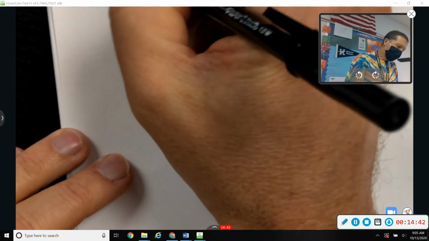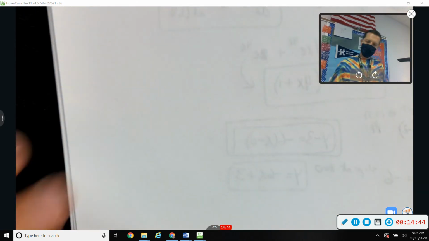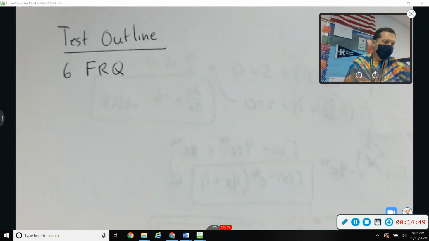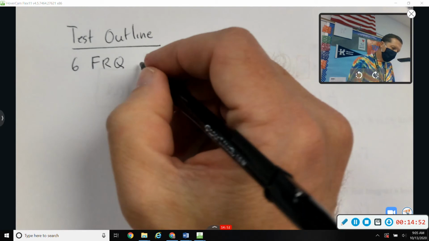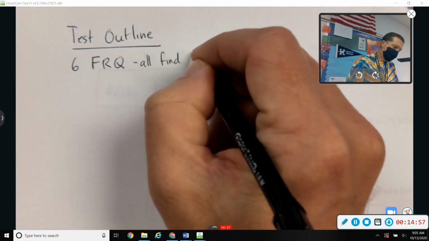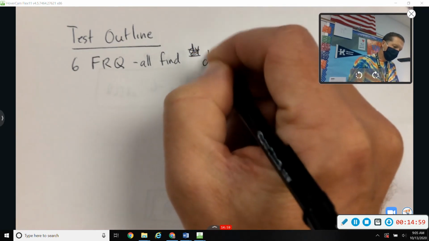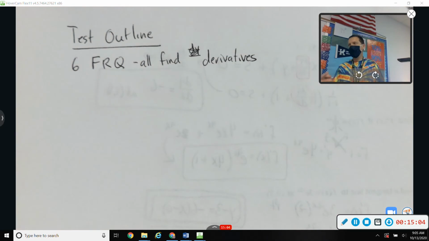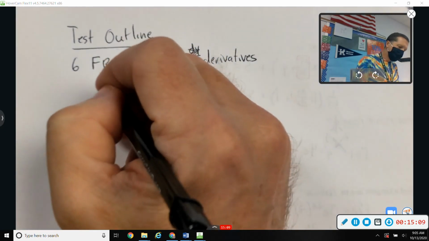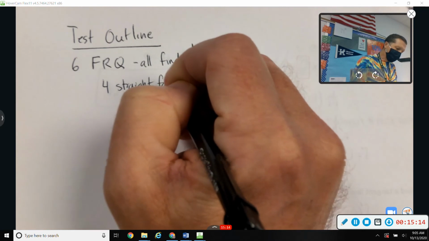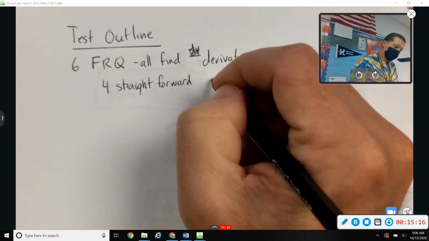So 6 free response questions. Put that where you can see it there. 6 free response questions, all finding derivatives. Actually, I'll just spell it out, because some of them ask for dy dx or y prime or f prime, but that all means the same thing. Find the derivative. 4 of those I would call fairly straightforward using our rules of e and natural log.